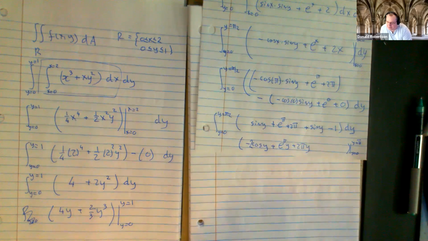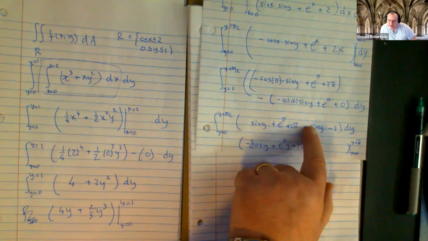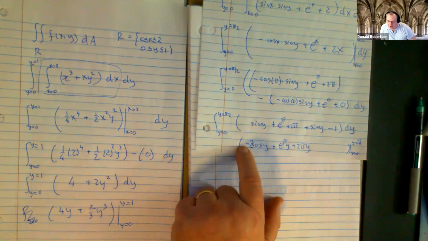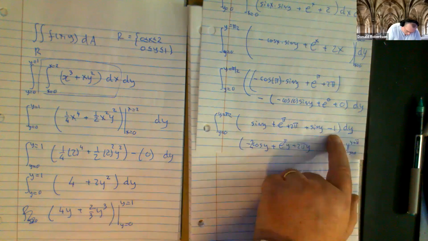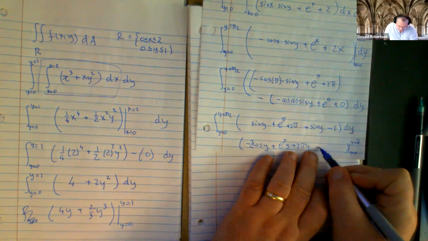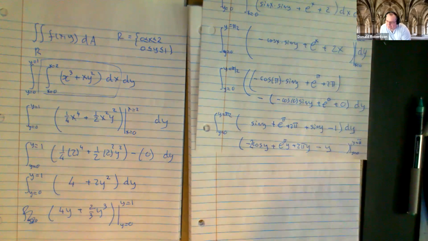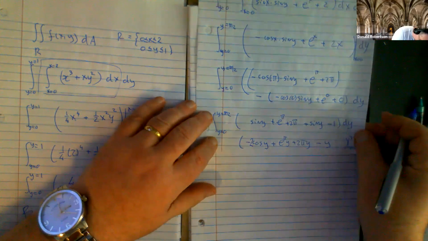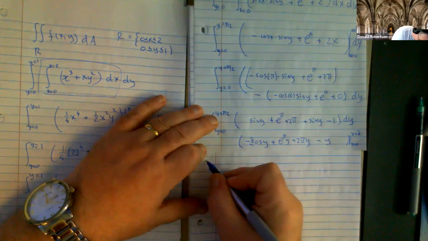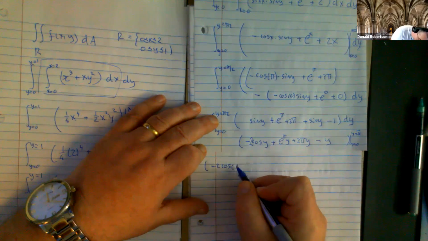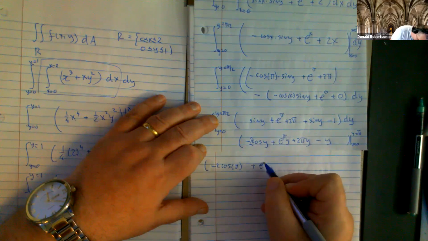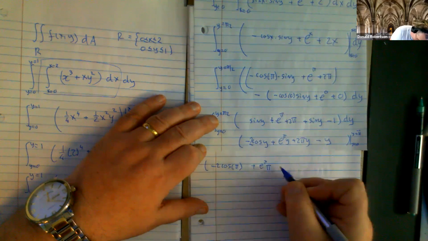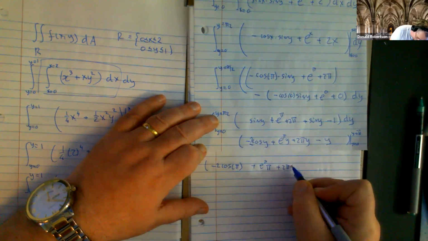So I don't need to spend a lot of time. So sine y plus sine y is 2 sine y's. And when you integrate 2 sine y's, you get this term here. And the only number I've missed was -1, but isn't -1 negative y? And now we evaluate them at these 2 points. So it's -2 cosine of pi plus e to the pi times pi plus 2 pi times pi, take away a pi.